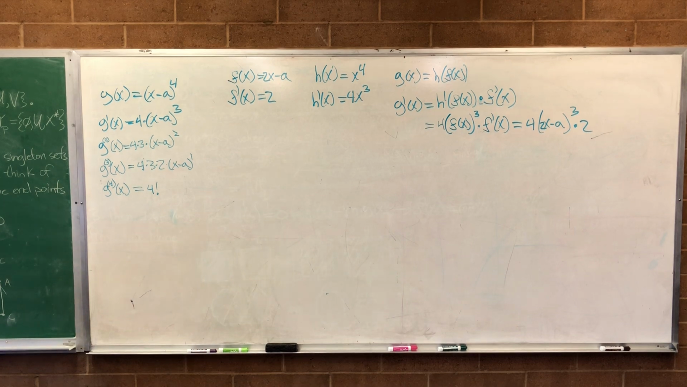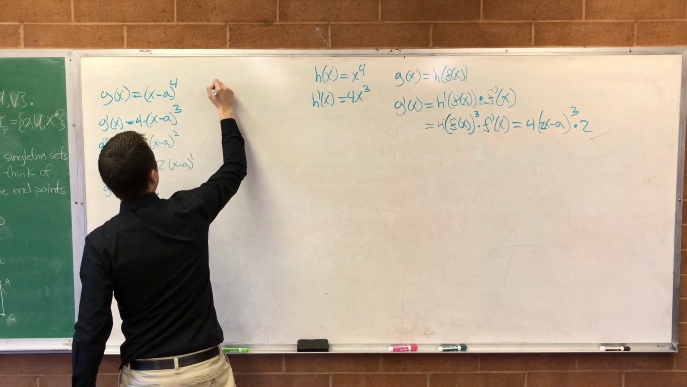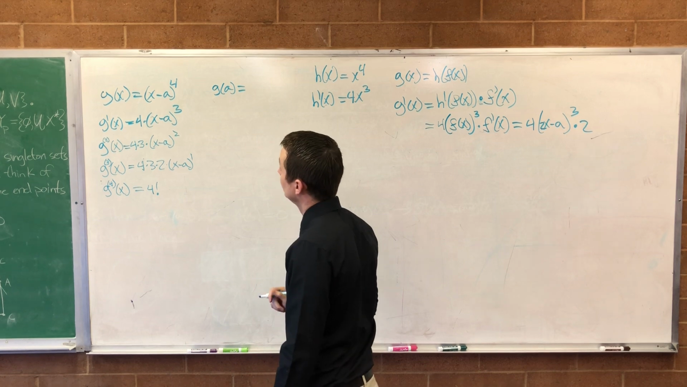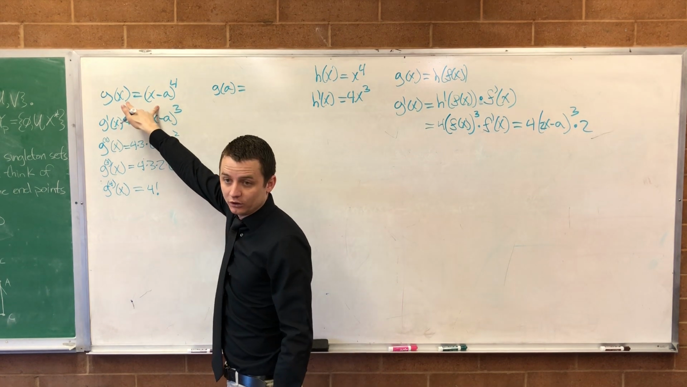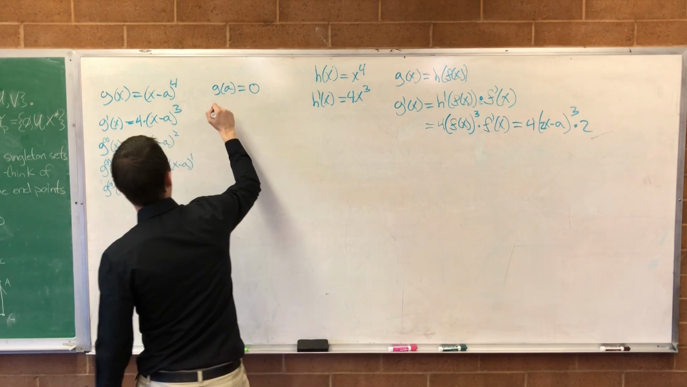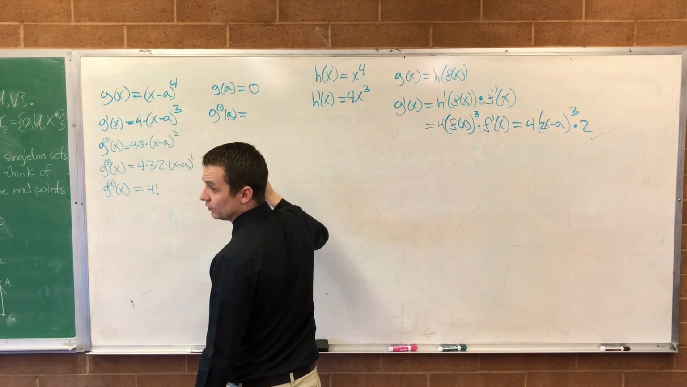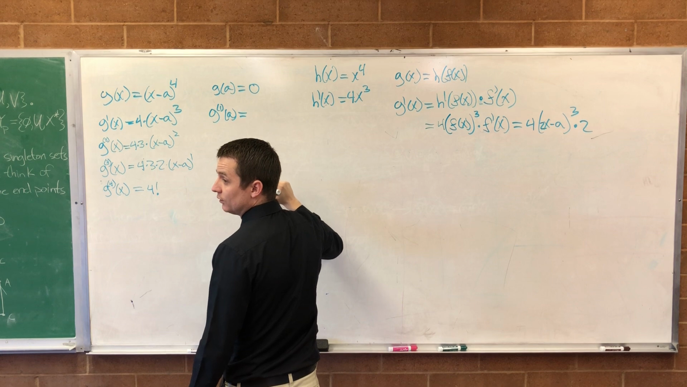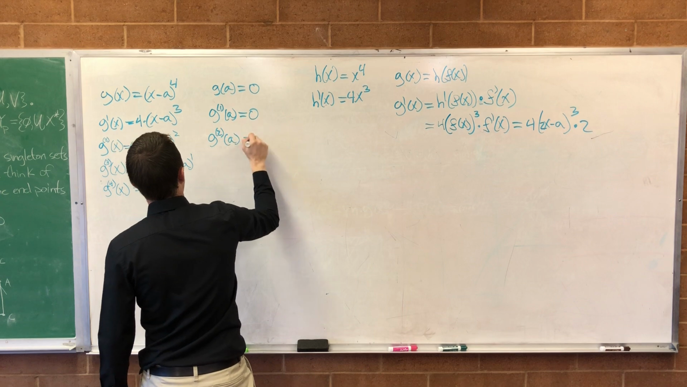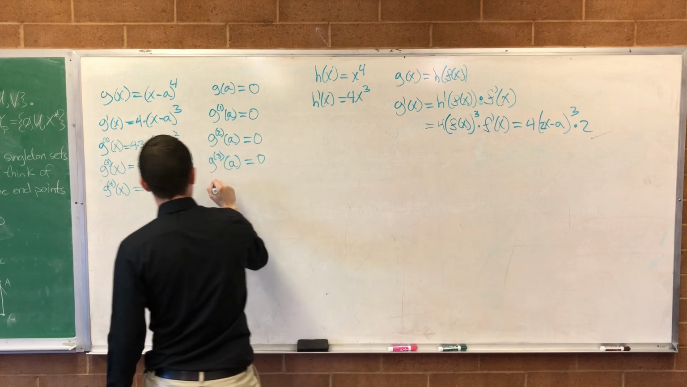Now, let's write out really quick what g of a is. What was g of a equal to? What do I get when I plug in a to this function? 0. Right. What about when I plug into g's first derivative? Also zero. What about the second derivative? 0 all the way down. The third derivative? 0. What about the fourth derivative?